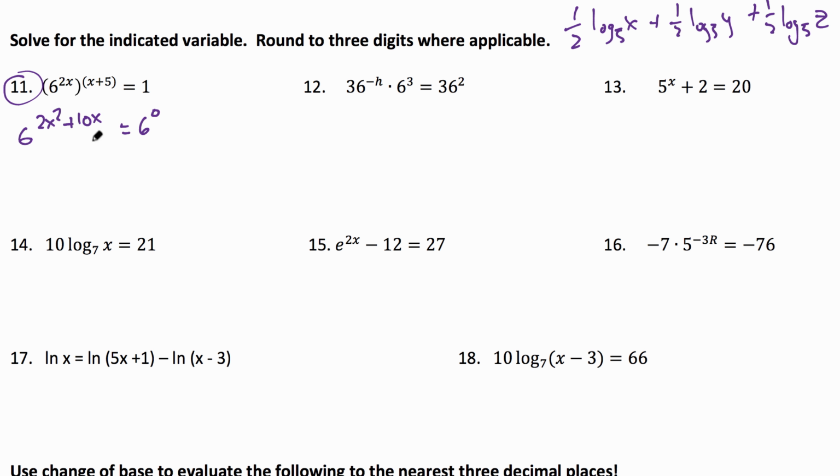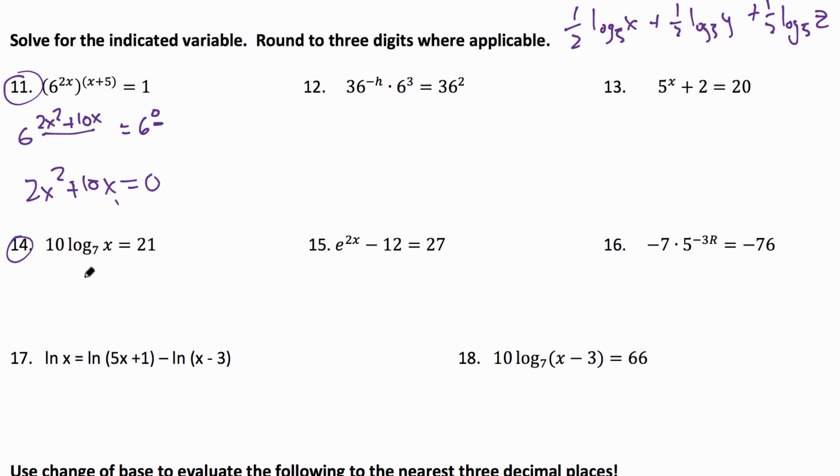But that gives us, look, common base. That means the exponents must be the same. So we're going to get 2x squared plus 10x equals 0. This exponent has to equal that exponent. Set it equal, you can factor it and solve it. All right, let me keep going here. Number 14.